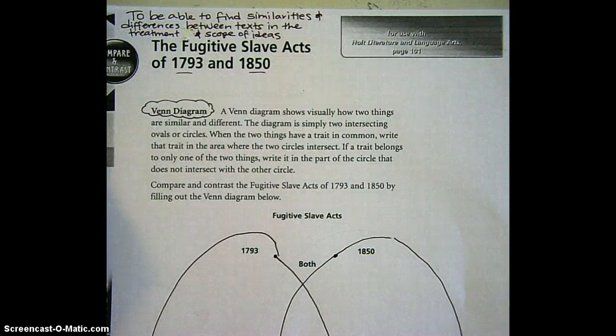This is the Fugitive Slave Acts of 1793 and 1850, your Venn diagram. You see at the top here, the standard is to be able to find similarities, which means same, and differences, different, between texts in the treatment and scope of ideas. So the two texts being pieces of law, one, the Fugitive Slave Act of 1793, and one, the Fugitive Slave Act of 1850, passed by Congress. So you're looking at what each of them contain, the similarities and differences.